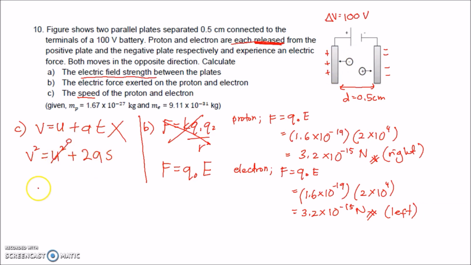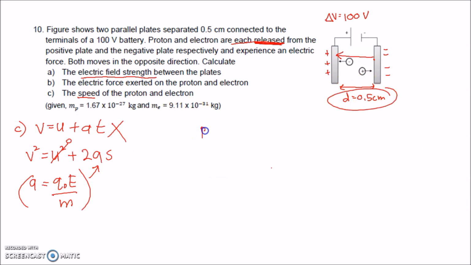Acceleration, how do we get the acceleration? We can use acceleration equal to Q naught E over M. S is the distance when the proton and electron are released. Maksudnya dia akan datang daripada hujung plates, dia akan pergi sampai attract to another plate. So the displacement is equal to the distance between the two plates, 0.5 cm.